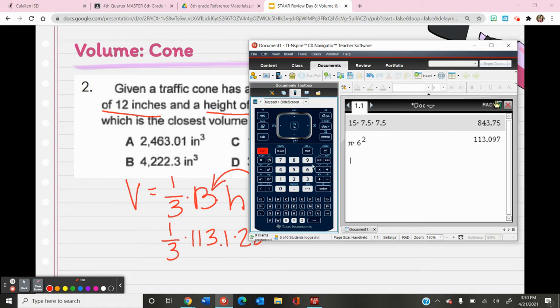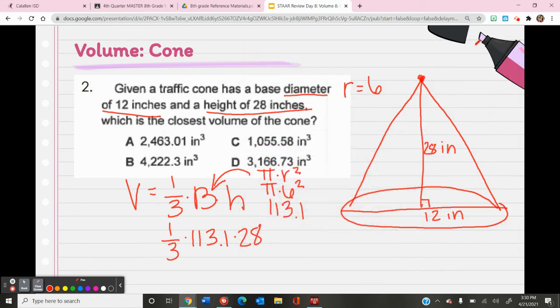So I'm going to have control divide, 1 on top, 3 on the bottom. I want to multiply this by 113.1, and again I want to multiply that by 28. So here we get 1055.6. And this is going to be inches, and since we're talking about volume, this is cubed.